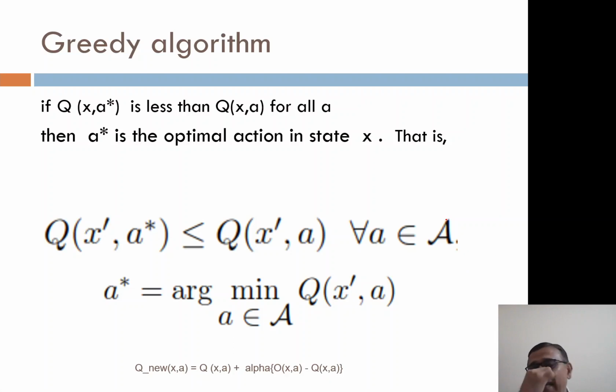So in this example, going right as well as going down is equally good. So when there is a conflict, when you are finding the minimum, you should resolve the conflict. You could toss a coin. Toss a coin means you could generate a random number between 0 and 1. If it is less than 0.5, take A star to be right, or if it is greater than 0.5, you can take A star to be down. So there could be multiple optimal actions.